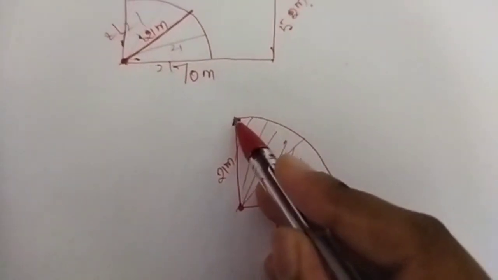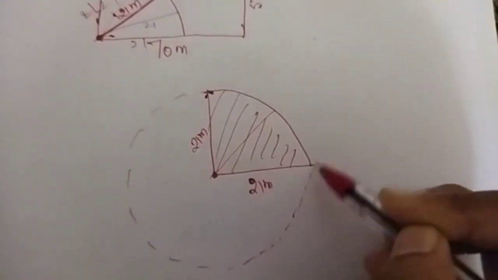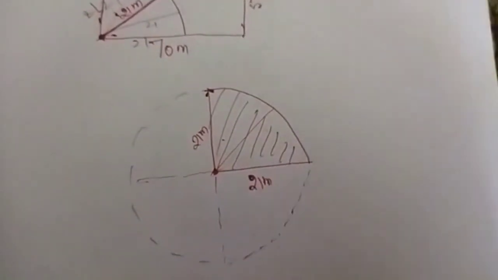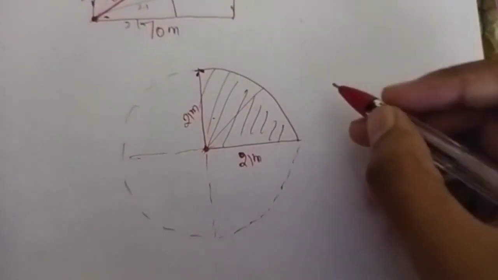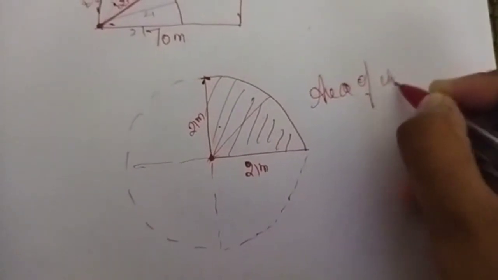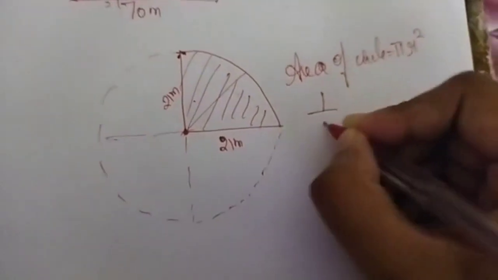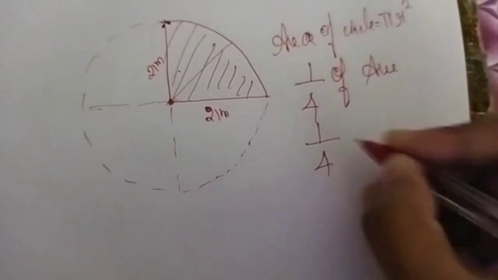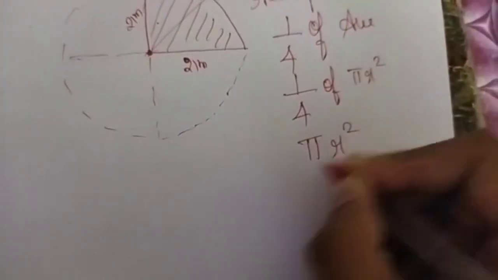It is very simple. Look here. This is 1 by 4 of a circle. If you take a circle, this is half of the circle and this part is nothing but 1 by 4 of a circle. So if I find 1 by 4 of the area of a circle, area of a circle is equal to pi r square, 1 by 4 of that is pi r square by 4.